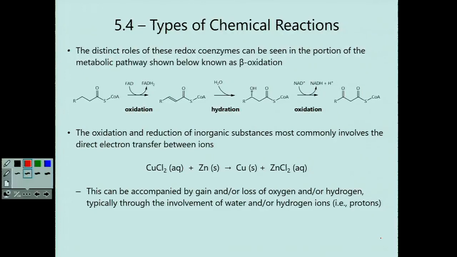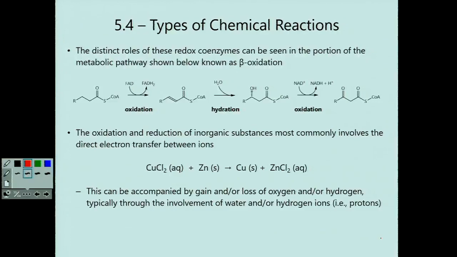So here's a little example, a little snippet of a much longer pathway, which is called beta oxidation, which is one of the steps in the metabolism of fatty acids. Fats and oils get metabolized. Ultimately, this is just a little portion here. And we're going to be looking at the whole thing a little bit later.